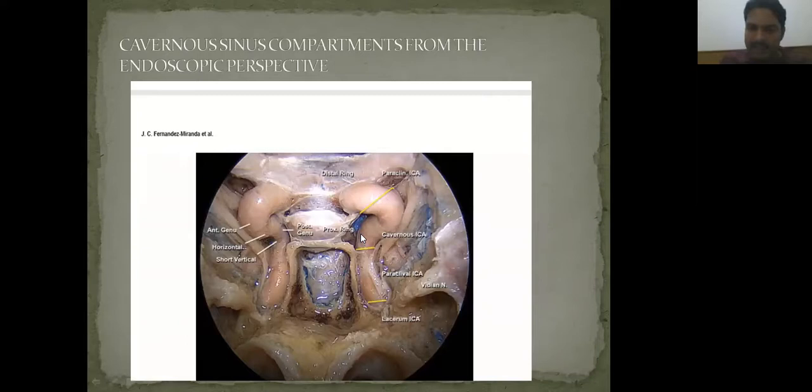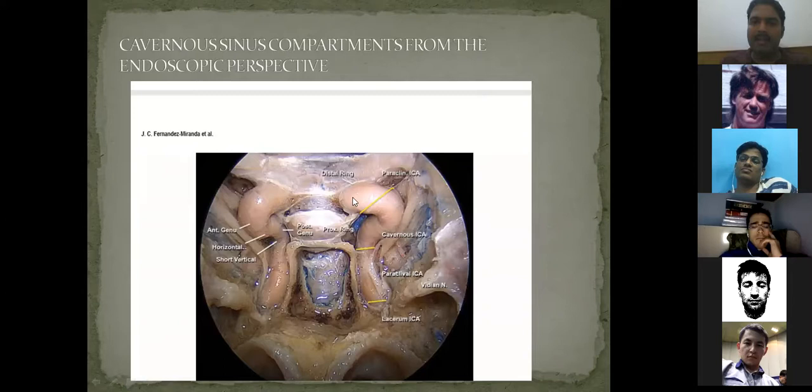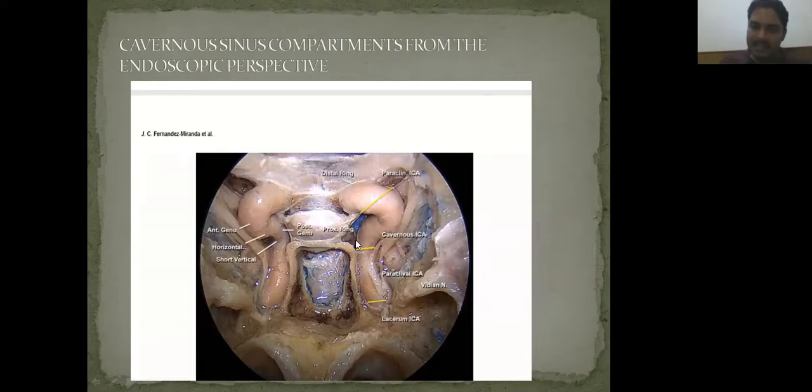You have the posterior genu here. This is the horizontal segment, and this is the anterior genu. And you have the clinoidal carotid here. So the space behind this short vertical segment is known as the posterior space. The space above the horizontal segment is known as the superior space, and the space anterior to the horizontal and inferior to the short vertical segment is known as the inferior space. And what lies lateral to the carotid artery, between the cranial nerves and the carotid, is known as the lateral space. This is how Juan Fernandez-Miranda classifies the compartments of the cavernous sinus.